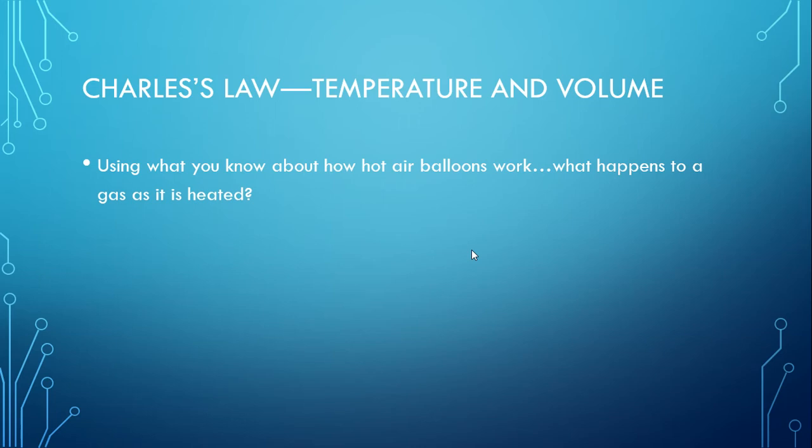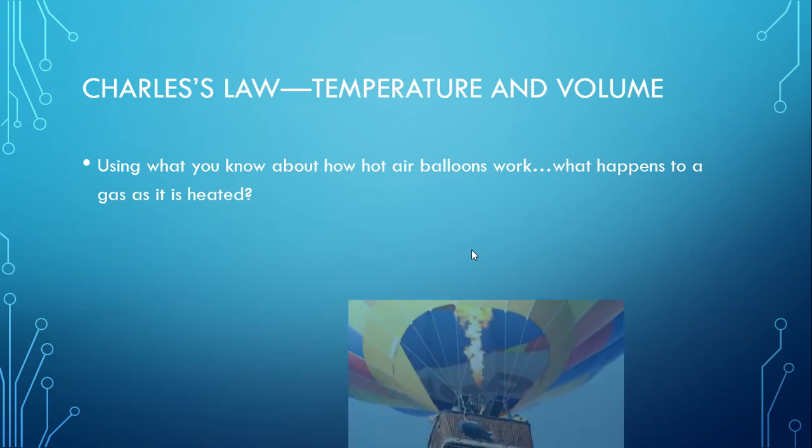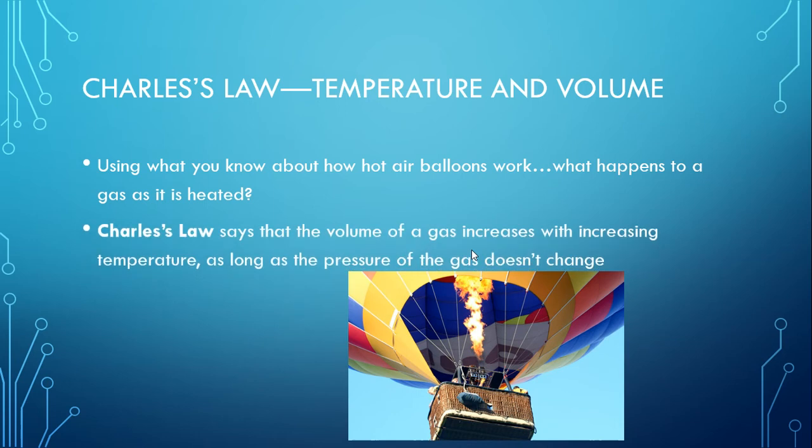And so they spread further apart, they're moving faster, they run into the sides more often. And so Charles realized this, and he says, well, the volume of a gas has to increase with increasing temperature, because if you heat up those particles and they're moving faster, they have to spread farther apart. And if something spreads farther apart, that means that the volume or amount of space it takes up has to be bigger. And that's exactly how a hot air balloon works.